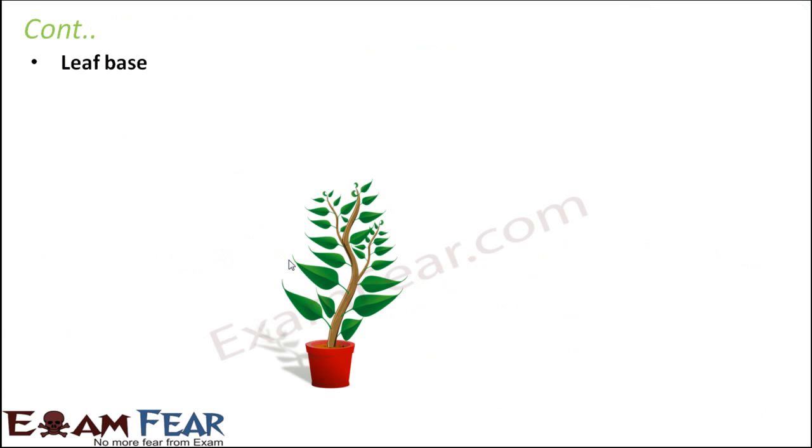So let us now talk about the third part of a leaf, that is the leaf base. As I said, it is the basal part that attaches the leaf to the stem. So first you have the leaf, the lamina, that is the green expanded portion. Then you have the stalk, that is the petiole, and then you have the leaf base, that is the point where the petiole gets connected to the stem. So that part is leaf base.